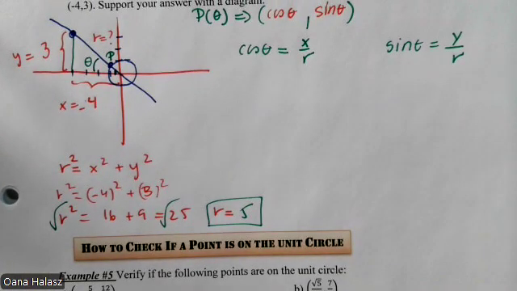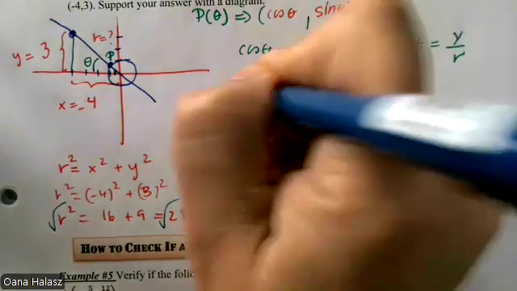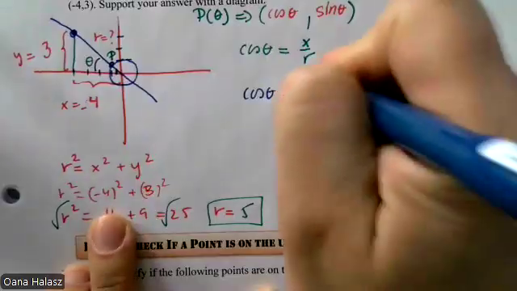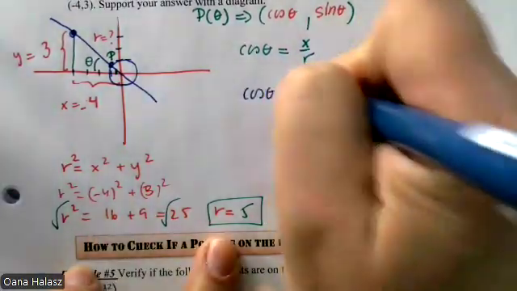Now I have everything I need to answer the question. I have x, I have y, and I have r. What I have to do is plug in. So cosine of theta equals x is 4, r is 5.